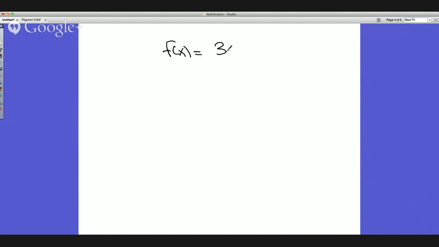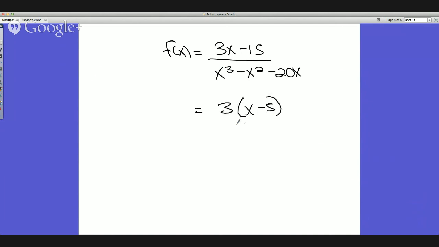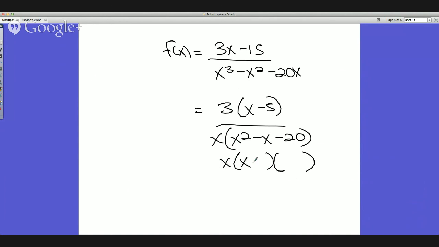All right. 3x minus 15. So factor the top out. We'll get 3 on the top, and we'll be left with x minus 5, all over x on the outside, left with x squared minus x minus 20. What could I do to factor x squared minus x minus 20? It would be x minus 5, x plus 4.